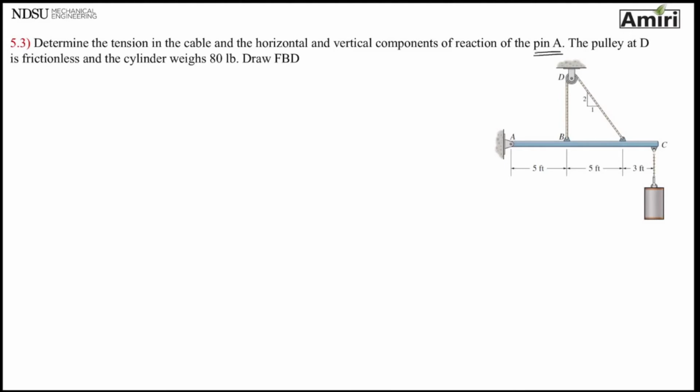Alright. Step 1, draw the free body diagram of ABC. So that's what I'm going to isolate. I'm not going to include the weight or those ropes or the pulley, anything, because I'm isolating ABC and I need to draw the outline of ABC.